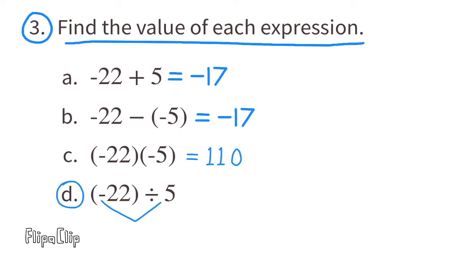D. This is a negative divided by a positive, so we know the answer is going to be a negative. 22 divided by 5. We can think of that as 20 divided by 5, which is 4, plus 2 divided by 5, which is 2/5. So the value for this expression is -4 and 2/5, or -4 and 4/10.